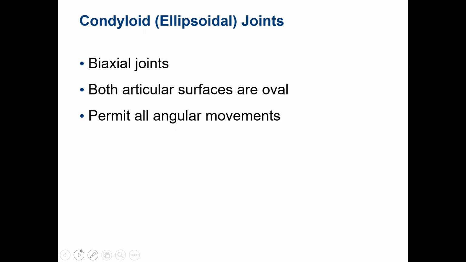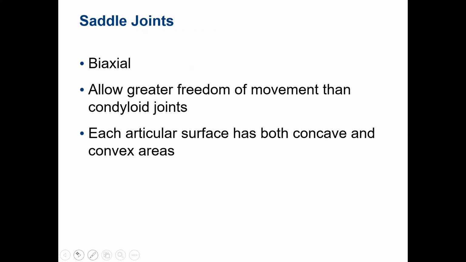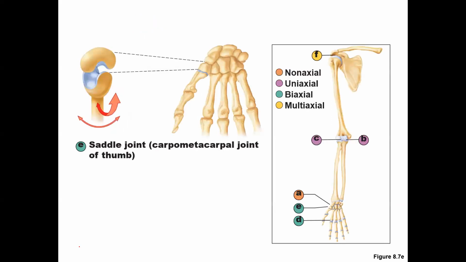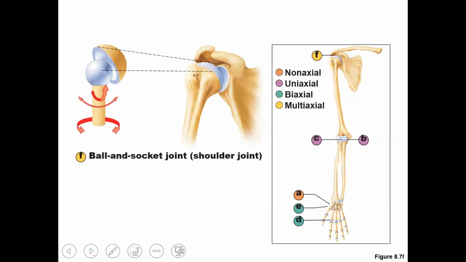Condylar joints are biaxial joints, meaning you get more than one angular movement. Condyle means knuckle. So there we are here at the metacarpal phalangeal joint. There's a lot more range of motion there. Saddle joints are a special case of the biaxial joint, and this is why we have an opposable thumb. And that saddle joint allows that to happen. Ball and socket joints are the most freely movable joints. They're multi-axial joints. There's a ball and socket joint.